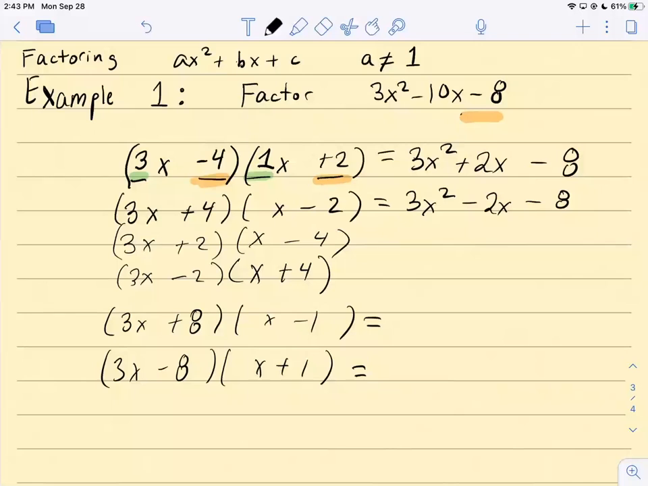Minus 6x. Is there something wrong here? No. Yeah, so it's going to be this one. So we do 3x squared, and then you have 2x minus 12x. So that gives you minus 10x minus 8. And that's the one that works out.